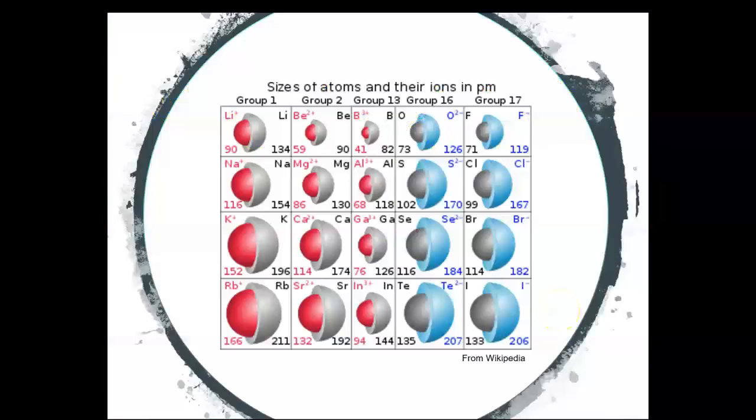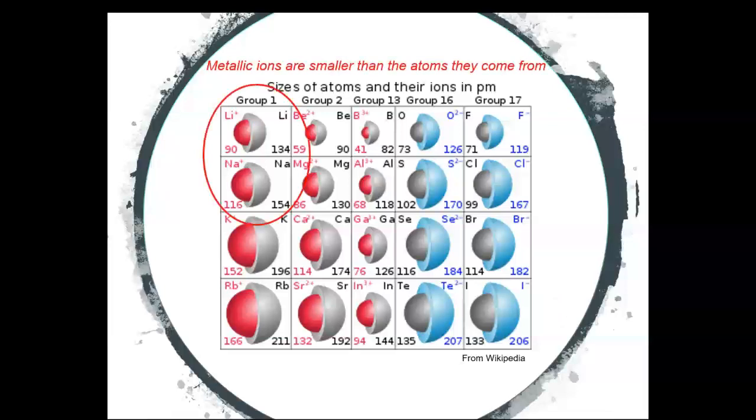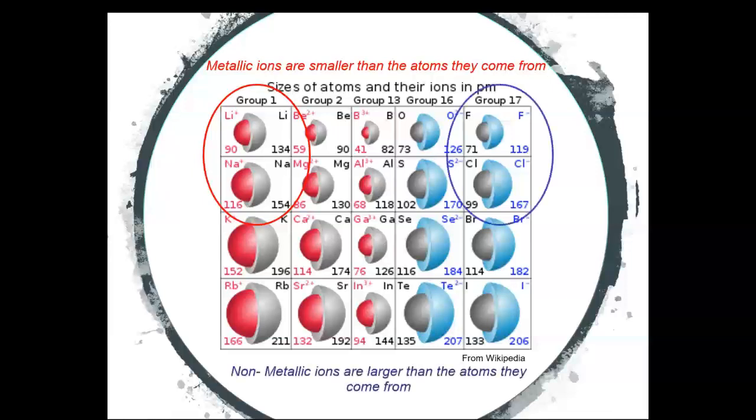Here is an idea of the sizes of atoms and their ions in picometers, and you can see, for instance, for lithium and sodium, that the metallic ions in kind of a pinkish red are considerably smaller than the atoms of lithium and sodium. And over on the nonmetal side, you can see that the nonmetallic ions, since they've gained an electron, have a filled outer shell. They are larger than the atoms that they come from.